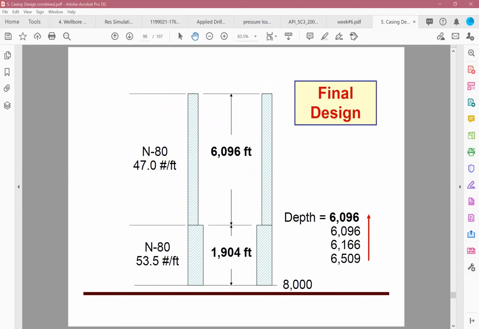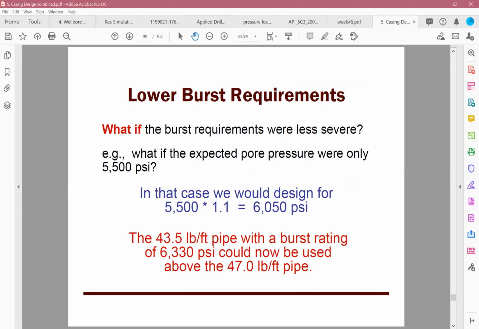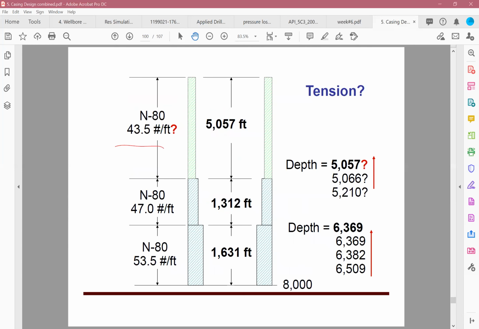If you want to make it even more complex, assume that your pore pressure was not 6,000, but it was 5,500, and then your burst requirement was 6,050. And then since the burst rating of 43 pound per feet casing also satisfies the burst requirement, you need to design for 3 casings, not 2 casings only. So you need to design the 53, 47, and 43.5. So that's 3 casing grades in one wellbore, right? How do you design for that?